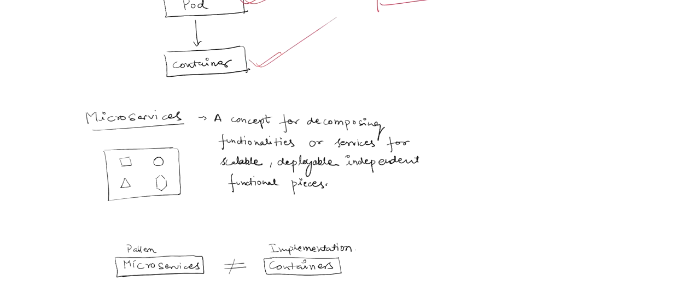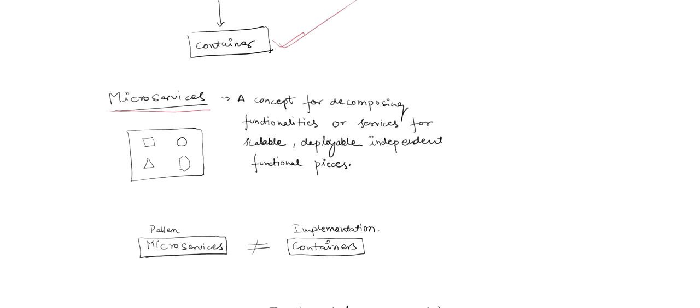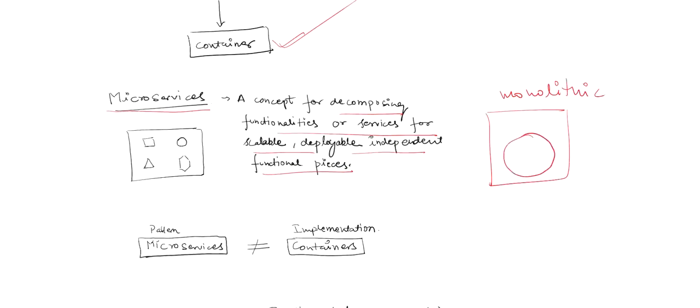Now comes another term, that is microservices. Microservices is a concept for decomposing functionalities or services into scalable, deployable, and independent functional pieces. How can we understand that? Earlier there were monolithic applications. In those applications, all the services used to be combined in a kind of bundle pack, so all the services worked with each other. If we had to upgrade our services, we had to upgrade the complete package. If we had to scale one service, we had to scale all the services. That was the monolithic application structure.